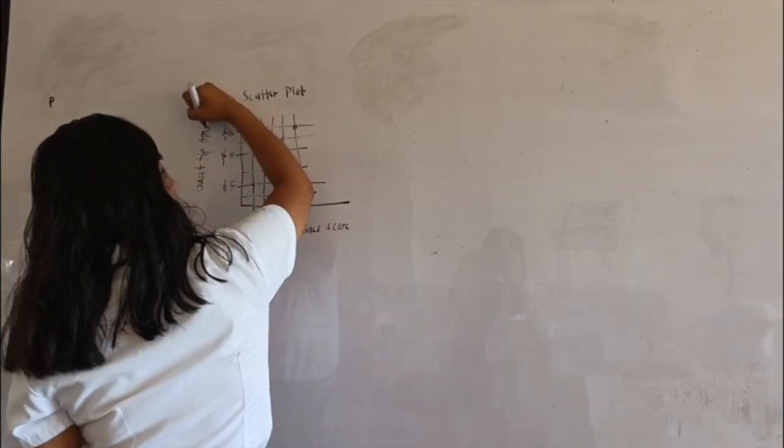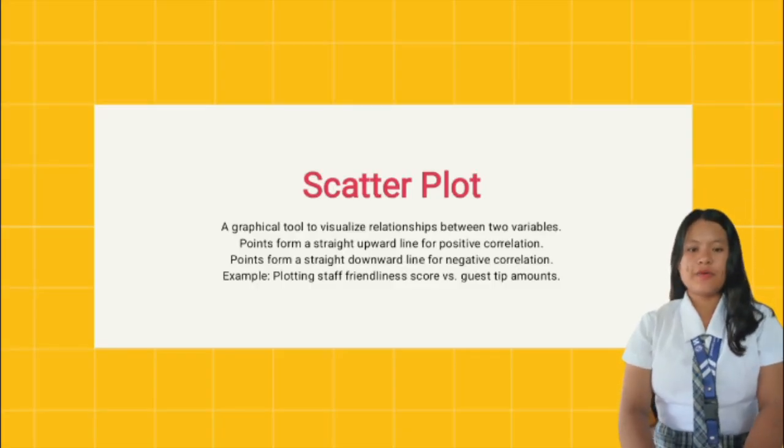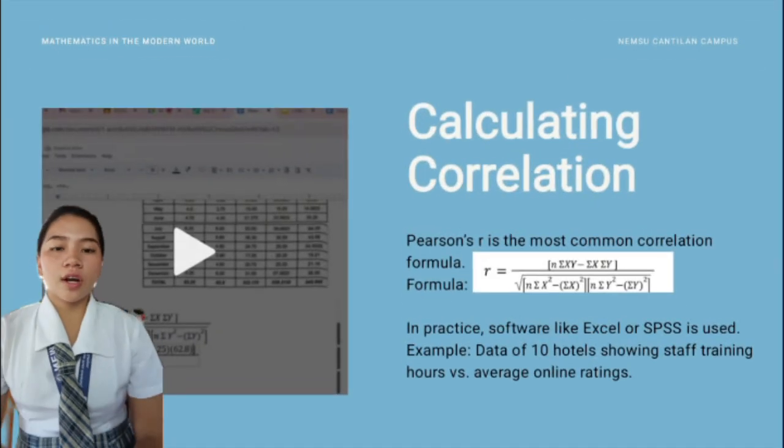Scatter plot: a graphical tool to visualize relationships between two variables. Points form a straight upward line for a positive correlation. Points form a straight downward line for negative correlation.